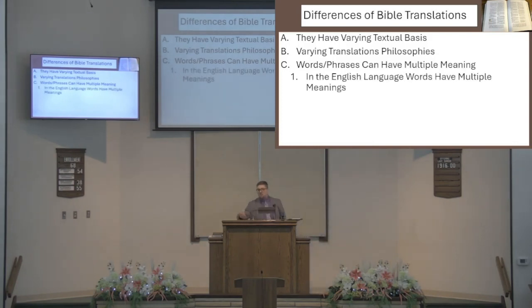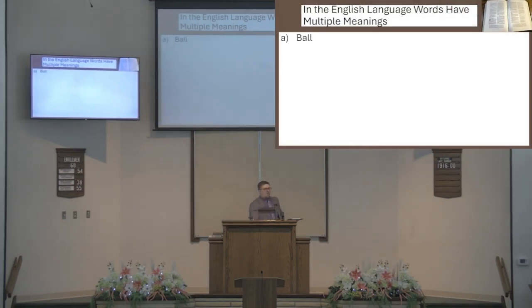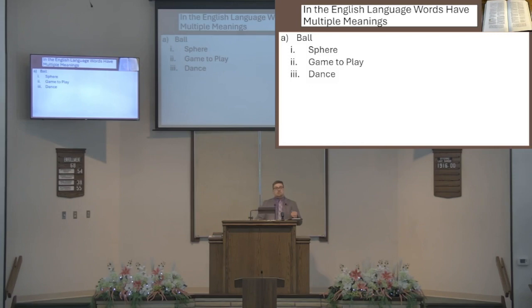In the English language, words have multiple meanings. For example, the word ball. It could refer to a sphere, or that thing you throw in the yard. It's a ball. It could refer to the game that's to be played. I watched some ball this afternoon. That's the game that was played. The word ball is used to refer to a dance. We may say somebody's on the ball. They're really on top of things. They're on the ball. Or somebody says, have a ball. Have fun.